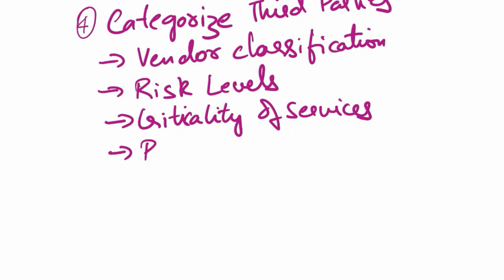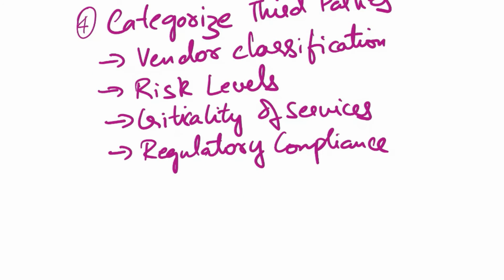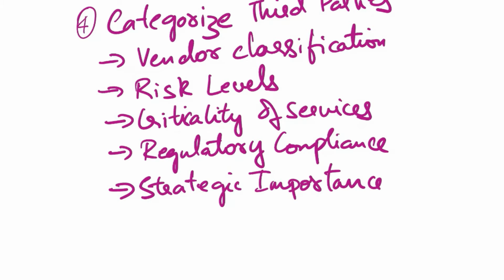Next, regulatory compliance. Evaluate third parties in terms of regulatory compliance. Categorize them based on their adherence to industry specific regulations and standards relevant to your organization. Next, strategic importance. Consider the strategic importance of the third party to your organization. Some vendors may play a crucial role in your supply chain or service delivery, influencing their categorization.